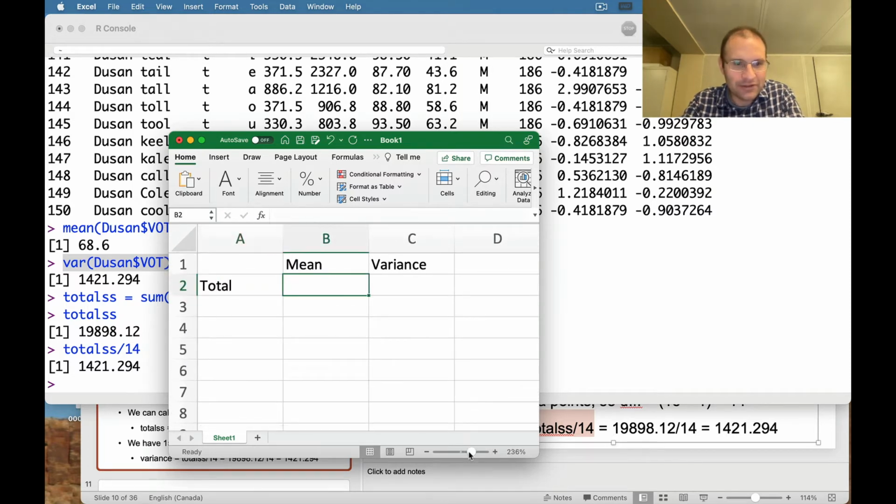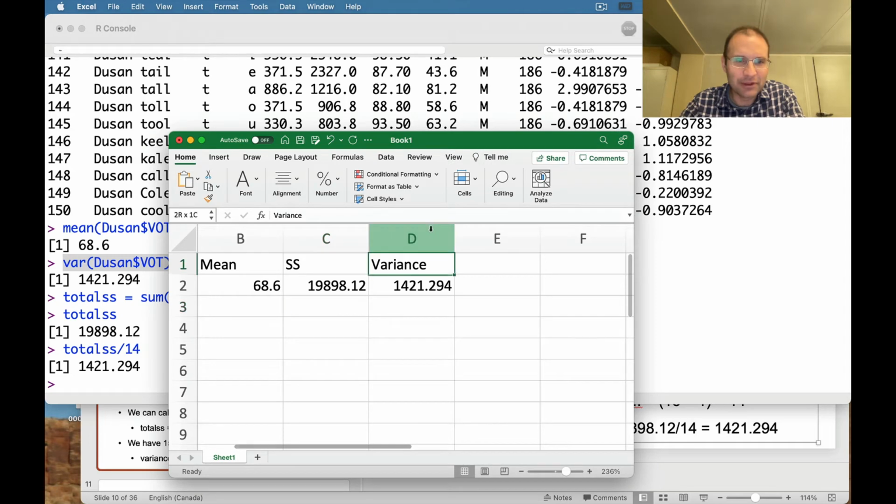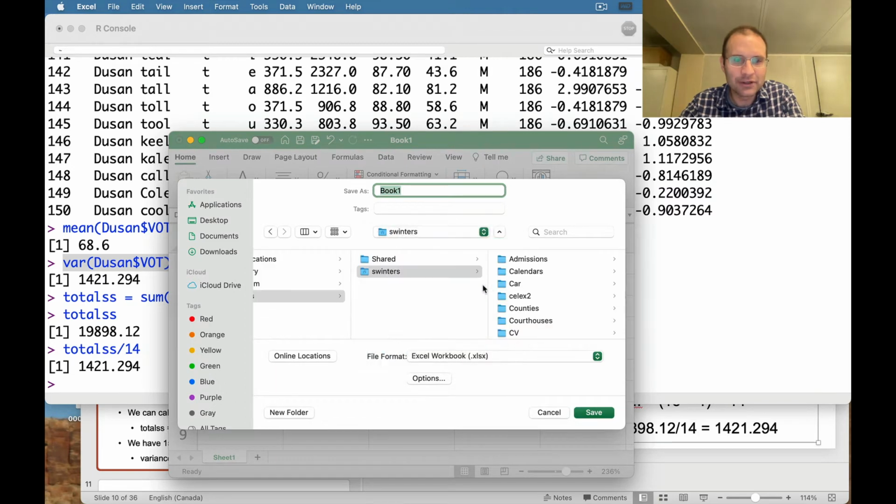We'll call this the total, and our mean is 68.6, and our variance is, actually, I'll do this as well. This is a big number, almost 20,000. This is a smaller number because of the degrees of freedom. And actually, maybe I'll do it this way. We know the degrees of freedom overall is 14. And I'll just save this here to my desktop.